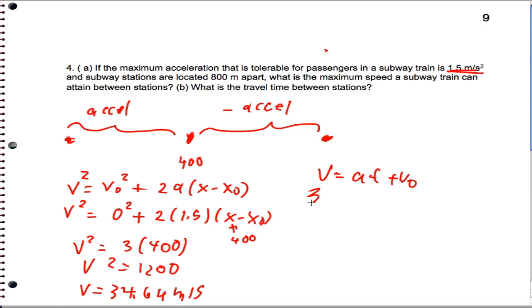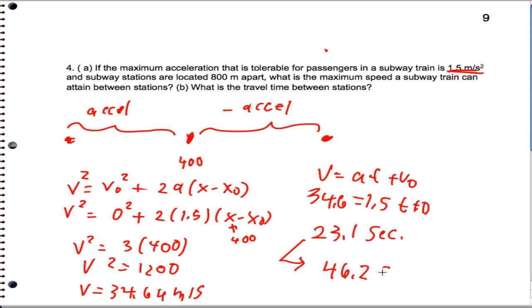So let's go ahead and do that. So we're going to get 34.6 equals 1.5 times t plus 0. And so we're going to get a time for half the trip of 23.1 seconds. For half the trip. Therefore, for the whole trip, 46.2 seconds. So that's a really good one.